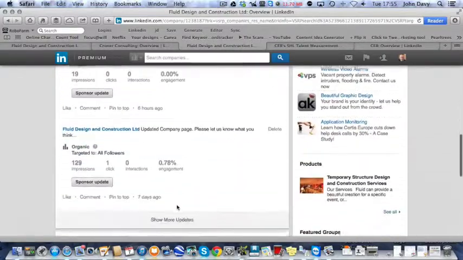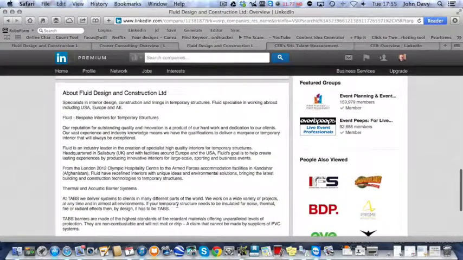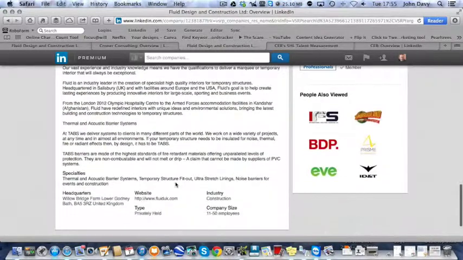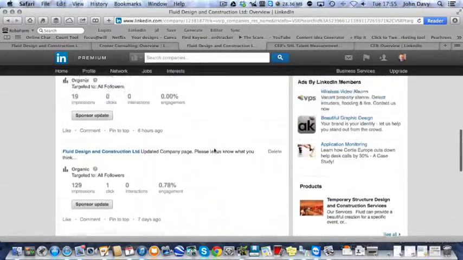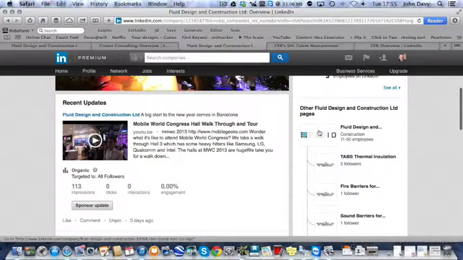In terms of this, we started posting some content. At the bottom, we have Fluid Design and Construction, Specialist in Interior Design and Construction Limited and Temporary Structures. So once again, the keywords are there, and our link to our website is there. Now, on the right-hand side, here is something completely new. It's called Showcase, and it allows you to put more detail about more parts of your business onto LinkedIn.